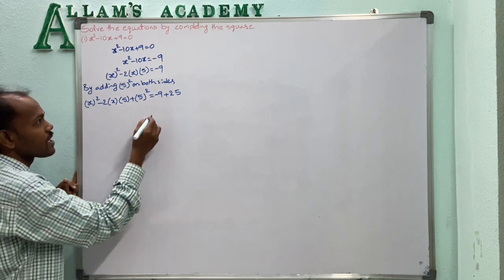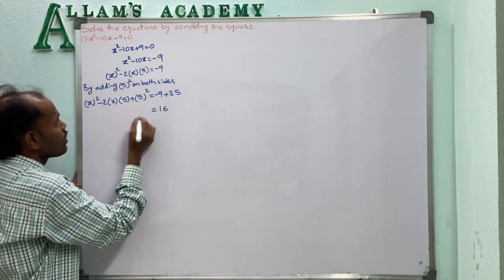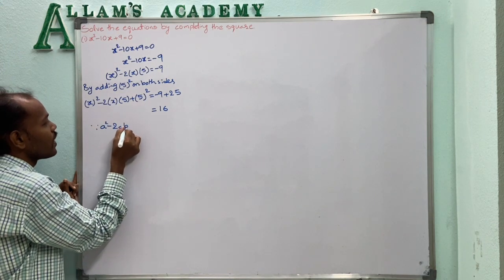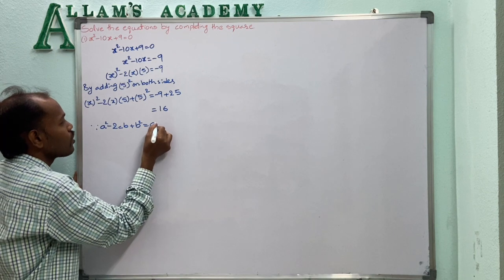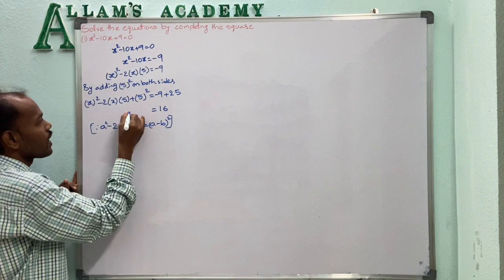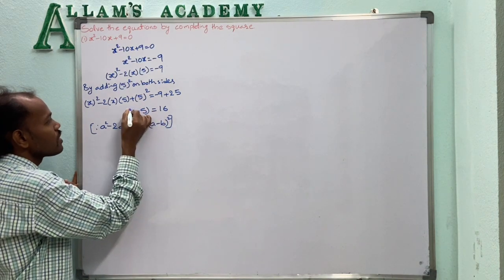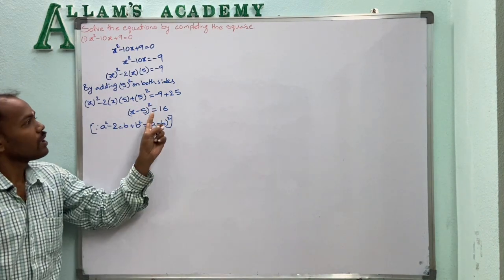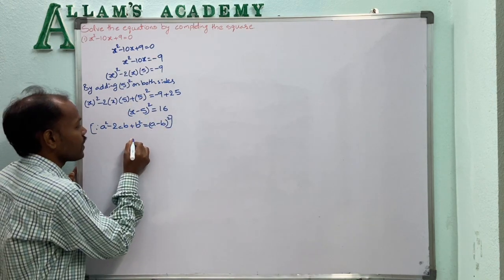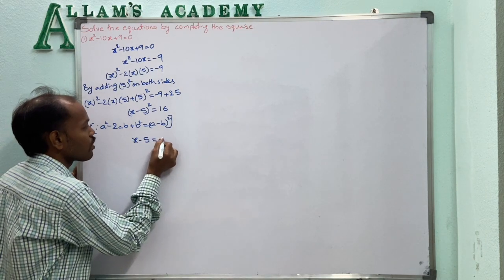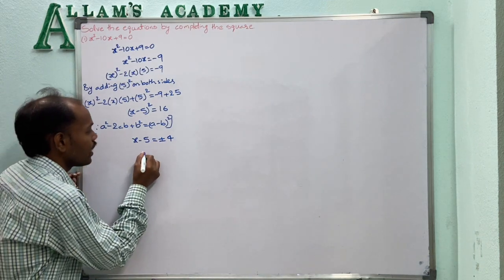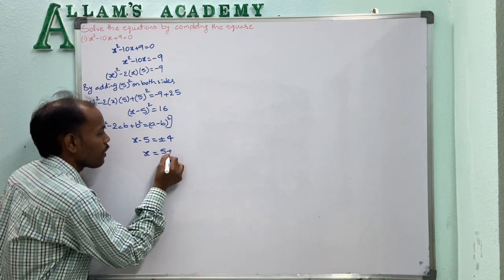So 25 minus 9 is 16. Now the left side is in the form a square minus 2ab plus b square, which equals a minus b whole square. So we can write x minus 5 whole square equals 16. Now 16 can be written as 4 square. Taking the square root on both sides, we get x minus 5 equal to plus or minus 4. Now transferring minus 5 to the other side, x equal to 5 plus or minus 4.